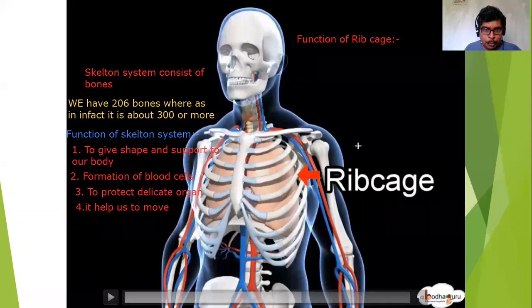The last two ribs are called floating ribs. It is inside. Okay, this is called floating ribs.